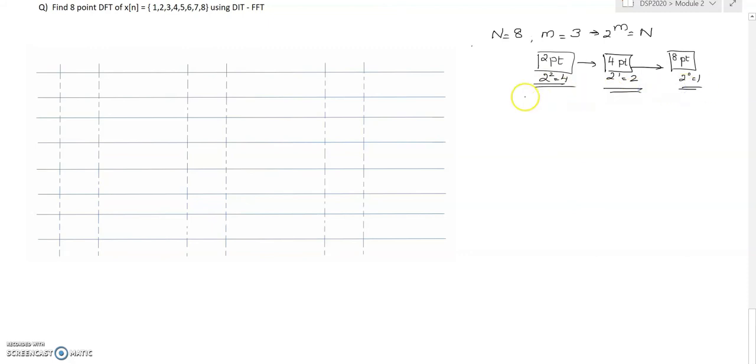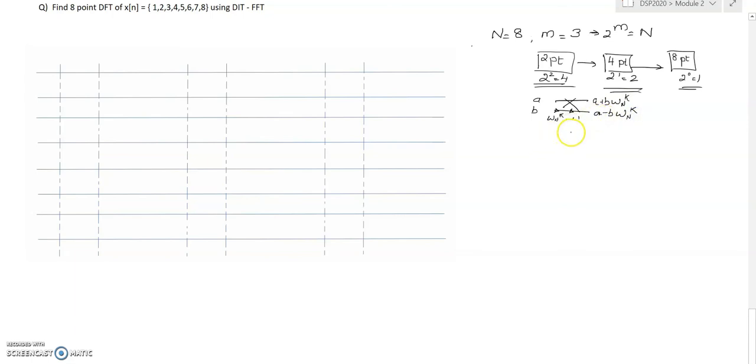The logic of the butterfly diagram should be clear. If we have 2 signals A and B over here, we have the twiddle factor W_N^K and a minus 1 factor here. So this will be A plus B W_N^K and this will be A minus B W_N^K.